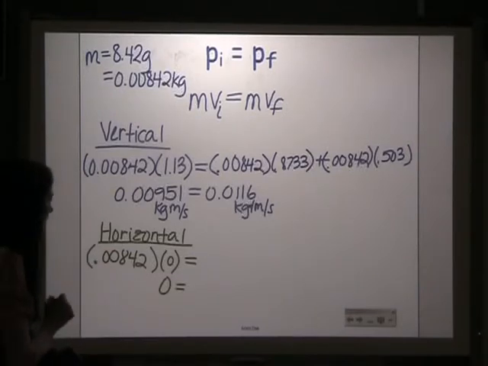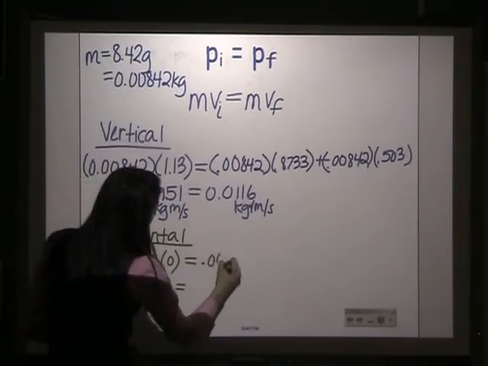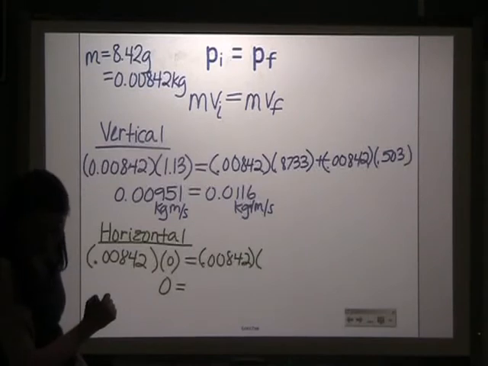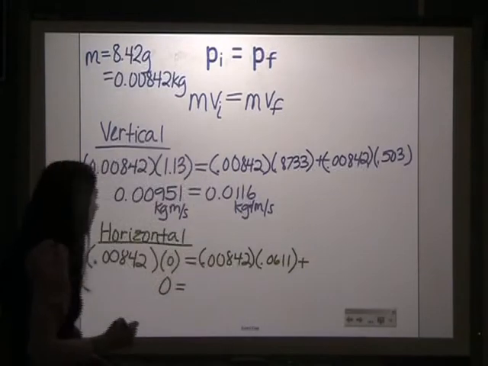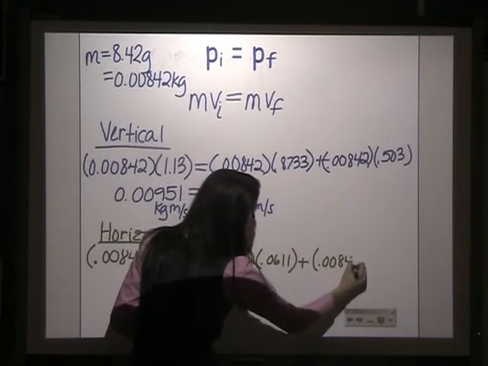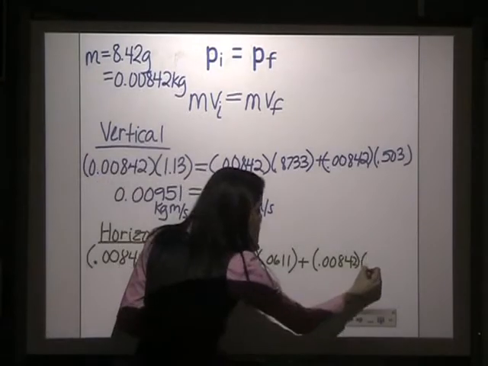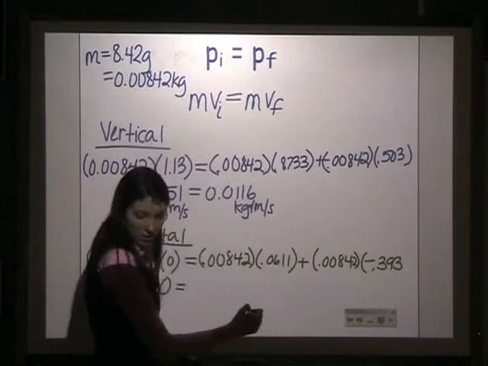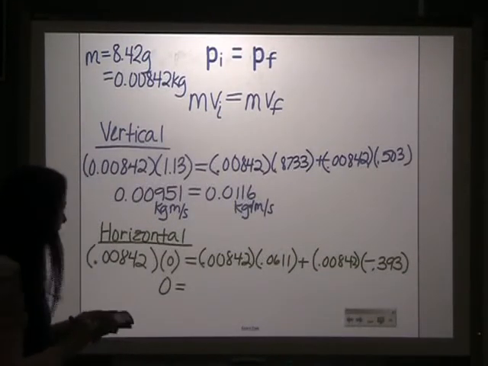Now for our horizontal component of the other balls, for the first ball, we had a mass of 0.00842 and a speed of 0.0611. And then we'll add it to the momentum of the second ball in the horizontal direction. Same mass. But this time we have a vector going to the left, so we'll have to use negative 0.393 meters per second there. So now let's add these two and see what we get.